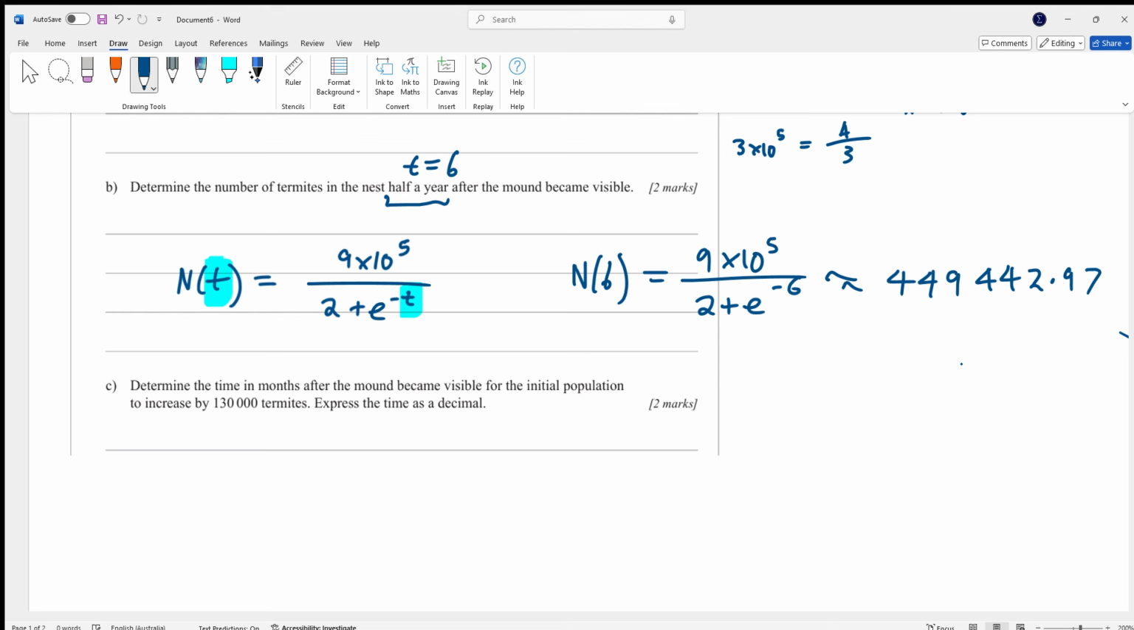449,442.97. If we want, we could probably round it up. I'm going to write in scientific notation. So 1, 2, 3, 4, 5. So 4.49 times 10 to the 5 termites, roughly.